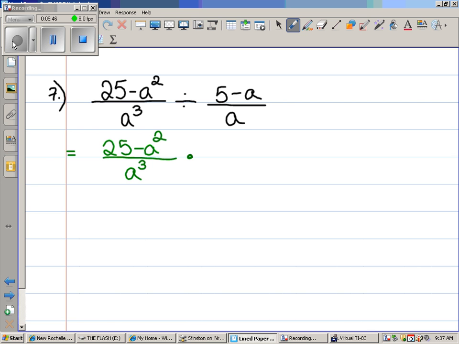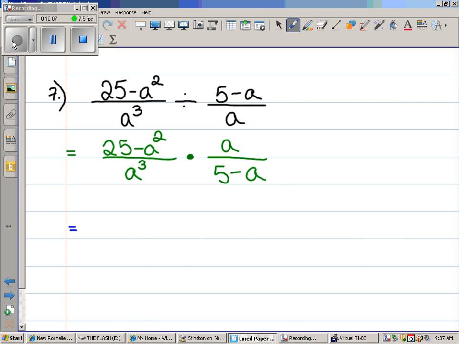Change the division sign to multiplication. And flip the second one. Just flip it upside down. Now you have some stuff. You have some polynomials that are separated by addition or subtraction. You have to factor them. How do you factor them? They're weird looking.